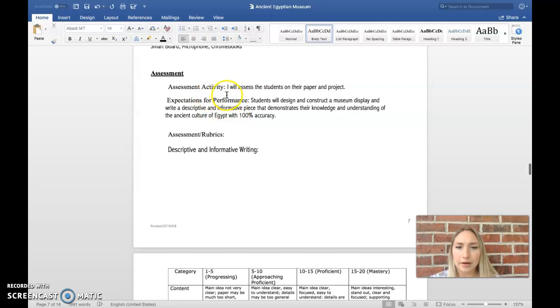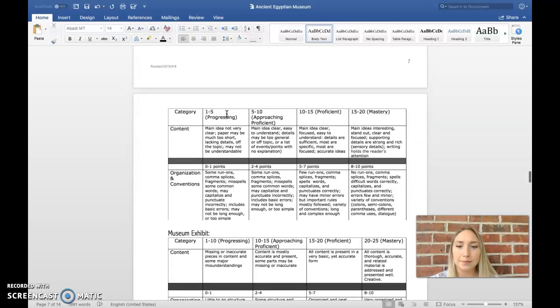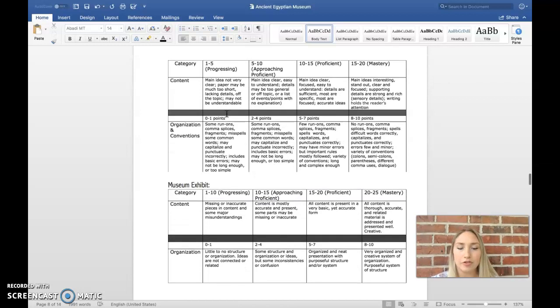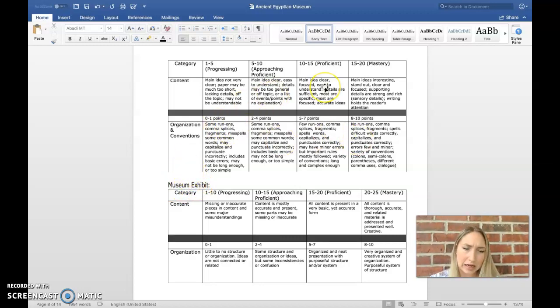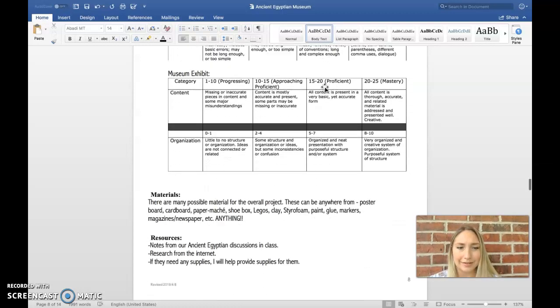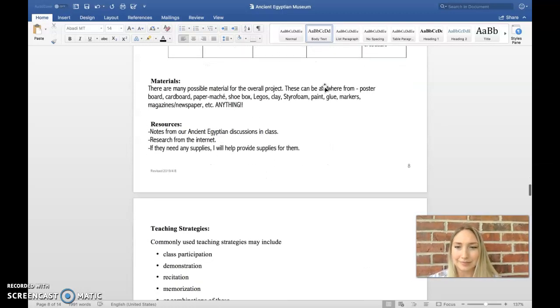So assessment, I'll assess the students on these rubrics right here. And these are just the rubrics. One's for the writing prompt and one is for the museum exhibit. I'm just not going to read all of that because it'll take too much time.